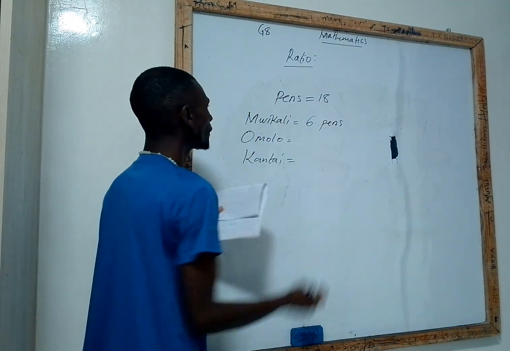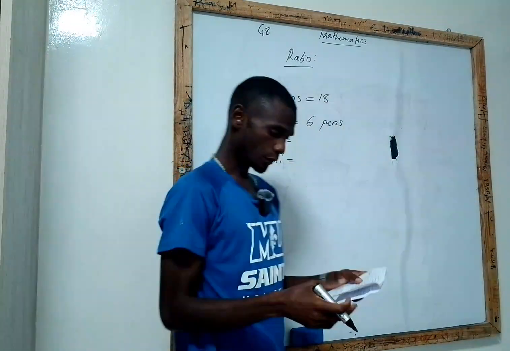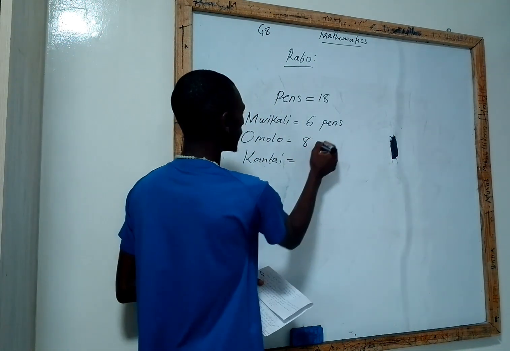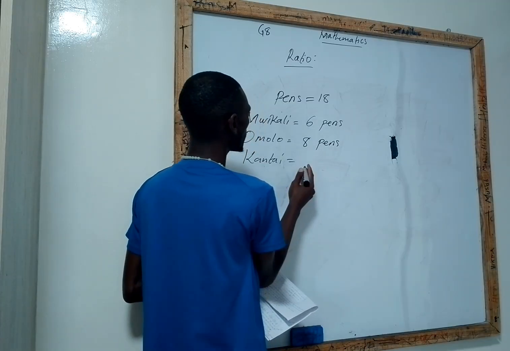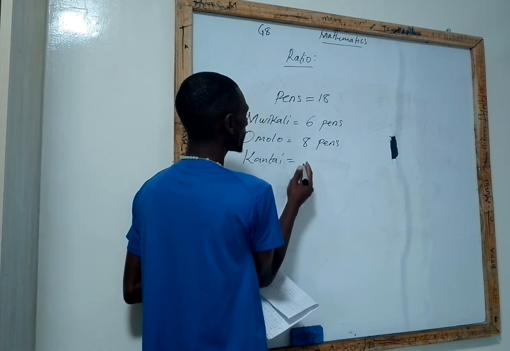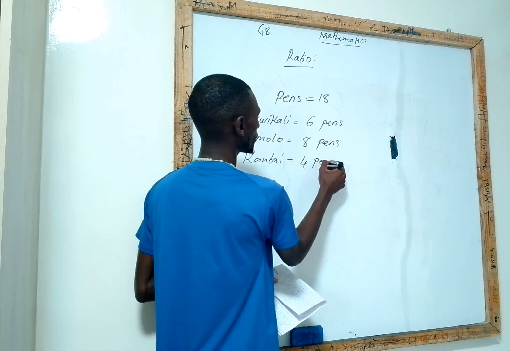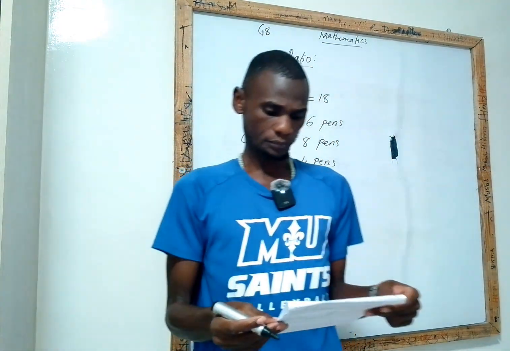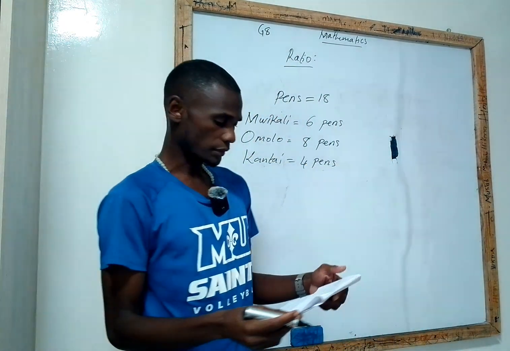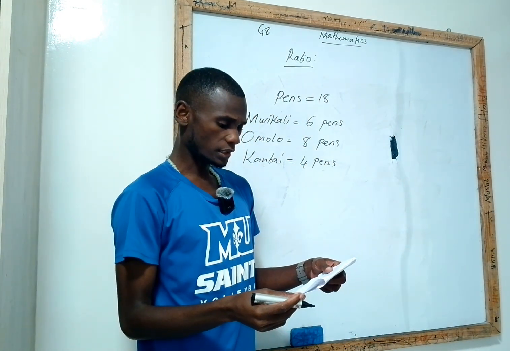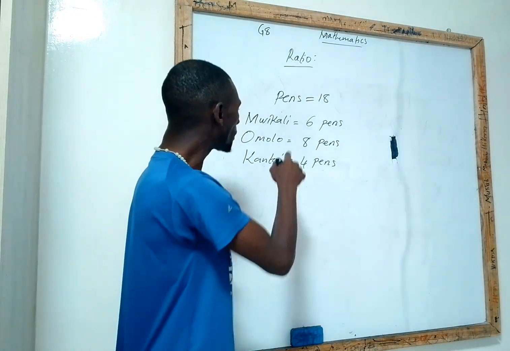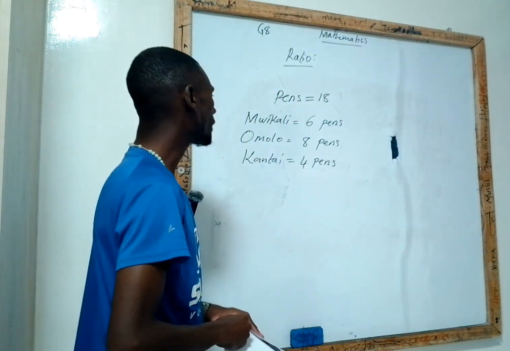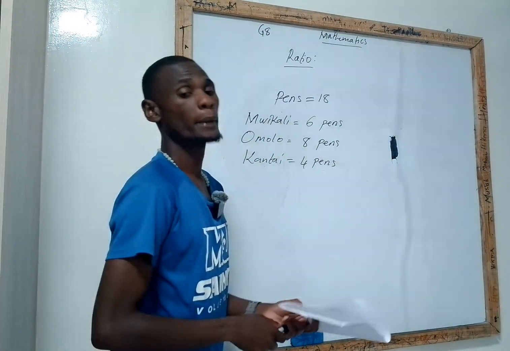So automatically out of 18, 12 are remaining. Let's see what others got. Omolo got 8. Wow. Omolo got 8 pens. So automatically what is remaining here? 4. So this person got 4. And Kantai got the remaining pens. Question 1. What ratio did the teacher use to share the pens, which ended up giving Omolo more pens than the rest?